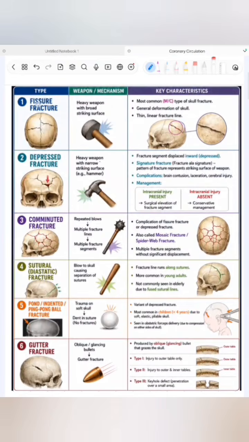These fracture types, fissure fracture happens when hit with a heavy weapon with broad striking surface. It is the most common type of skull fracture. Depressed fracture happens due to heavy weapon with narrow striking surface like a hammer. It is signature fracture, a fracture a la signature.